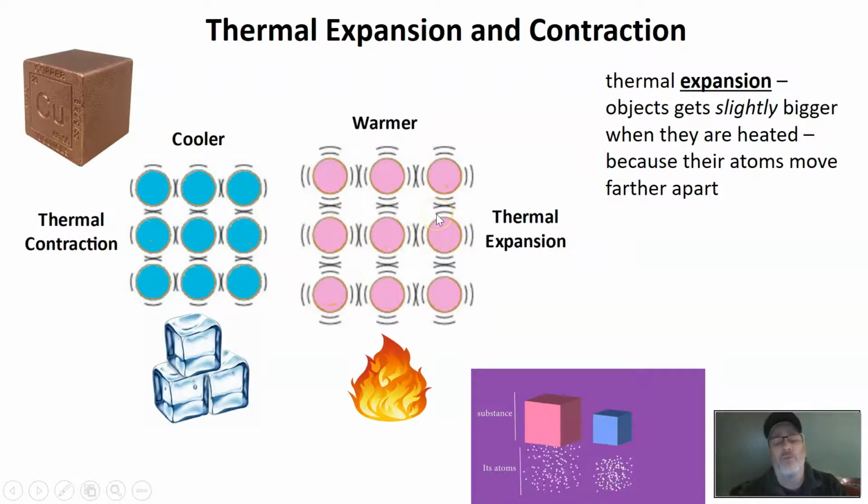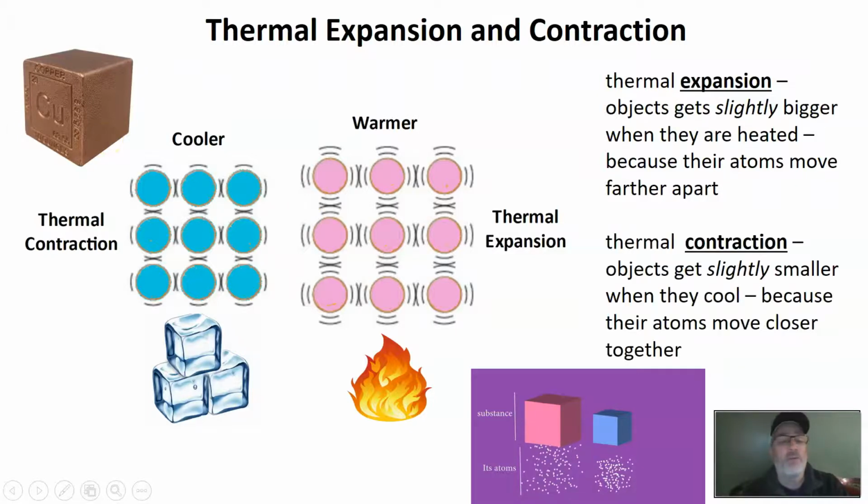So of course, if the atoms move further apart and the atoms are what make it up, it's going to take up more space. On the other hand, we have thermal contraction. Thermal contraction is just this idea that, as those atoms move closer together, this copper cube, if we cool it, is going to get slightly smaller. Okay, and so we can see down here, this is a good example of really what's happening in both thermal expansion and thermal contraction.